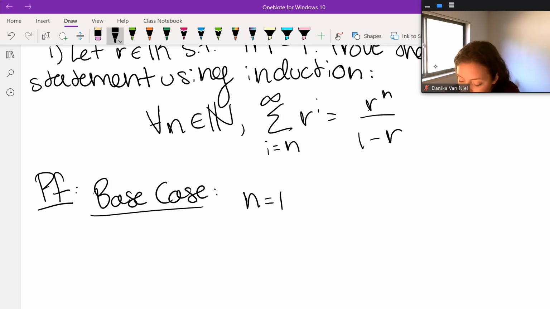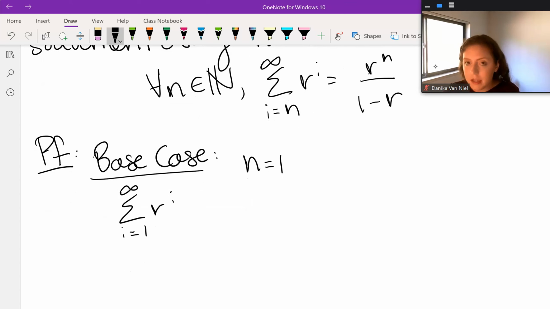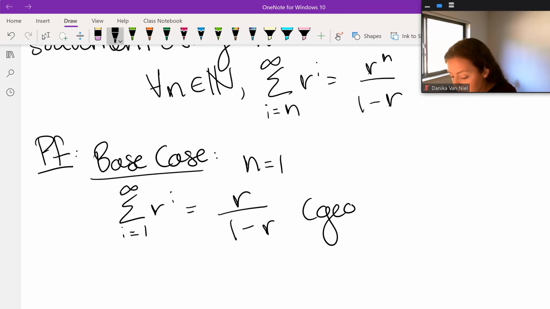All right, so on the left-hand side, we have the summation from i equals 1 to infinity of r to the i. And so this is a mistake that a lot of people make. They'll write equals, and then they'll plug in 1 for n over here. But we can't do that. That's assuming what we're trying to show. Okay, so what is this? Maybe you remember, maybe you don't. From calculus, this is our geometric series. And we use this one because the absolute value of r is less than 1. So we have r over 1 minus r, geometric.